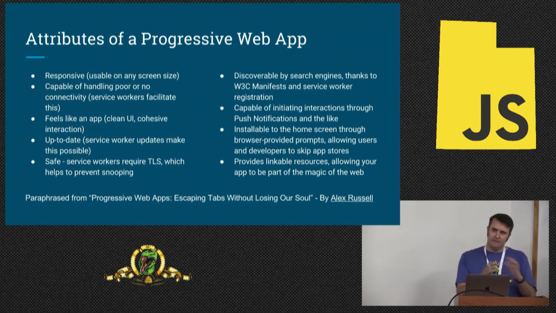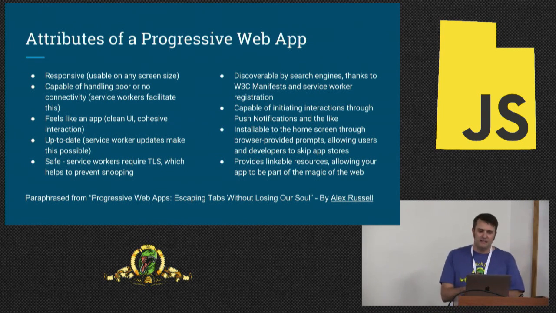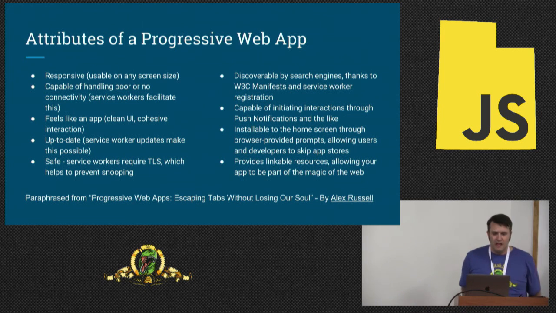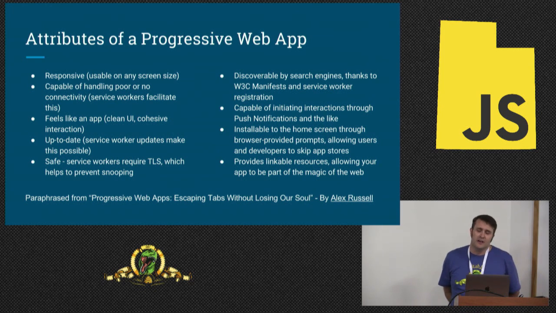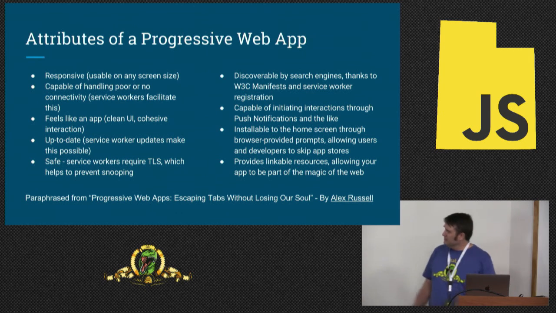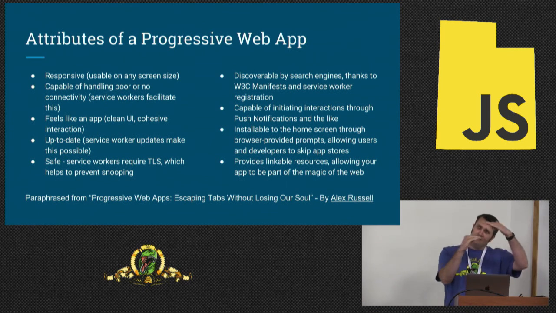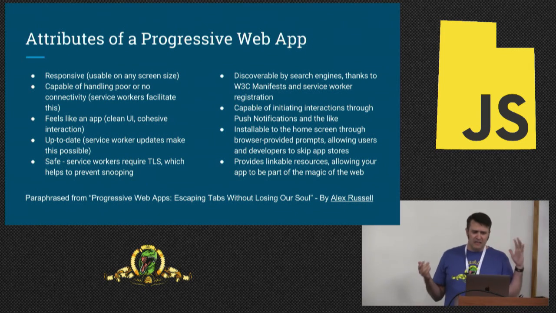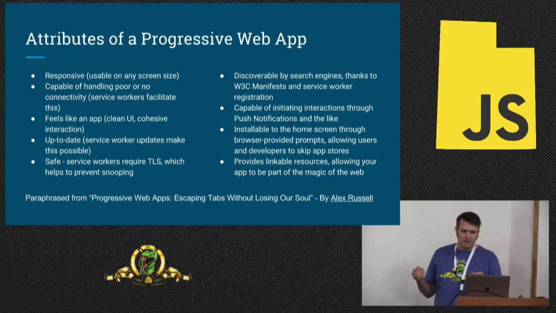So some of the attributes of a progressive web app: it's responsive, which many websites are now. You can use it on any screen size. It doesn't look awful on any of them. It's capable of handling poor or no connectivity. So in order to do that, we use service workers and a lot of caching and things like that. It feels like an app. So you have a clean UI. Maybe you get rid of the browser URL bar, has cohesive interaction, all those things. You can keep it up to date with service worker updates.